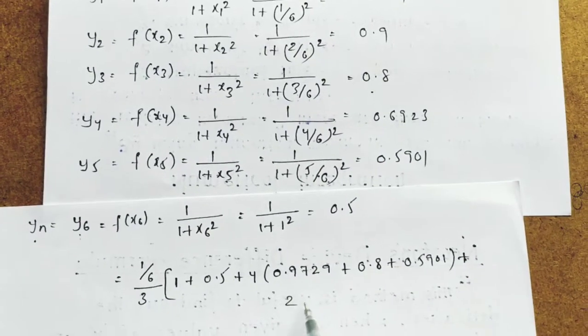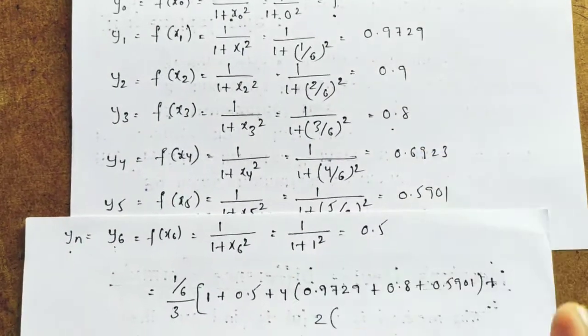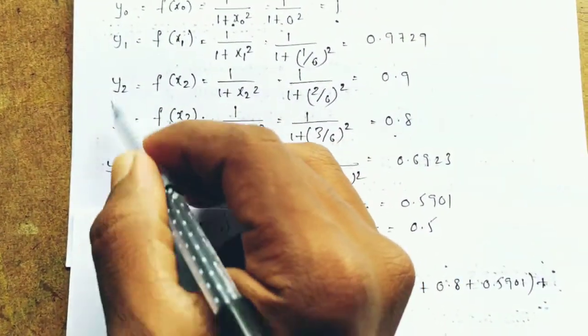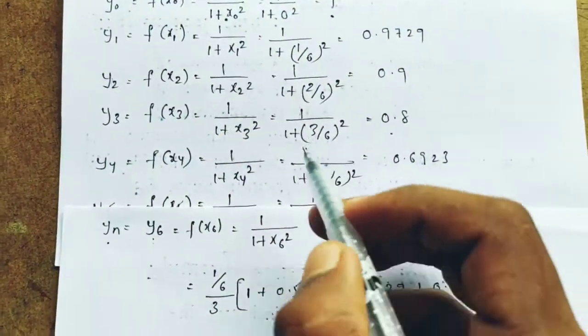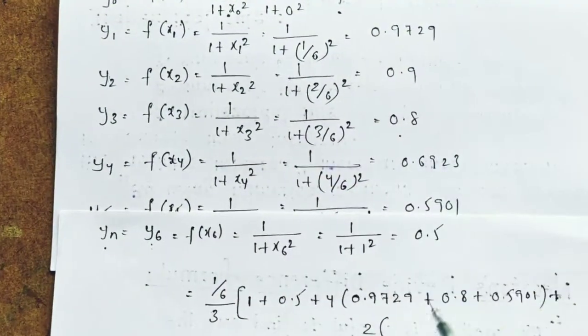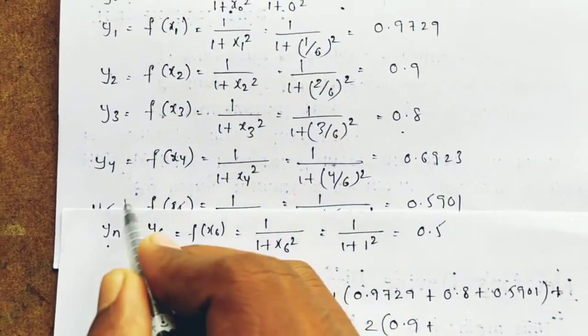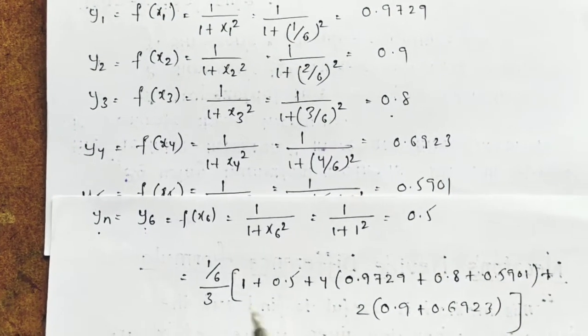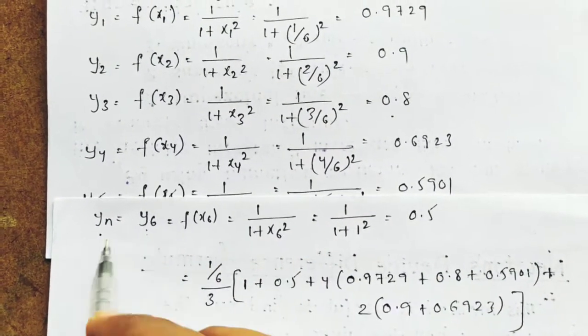Plus 2 into the even number functions, the remaining even number functions are y2 and y4. Here the value of y2 is 0.9 plus the value of y4 is 0.6923. And substitute all these values in the given formula.